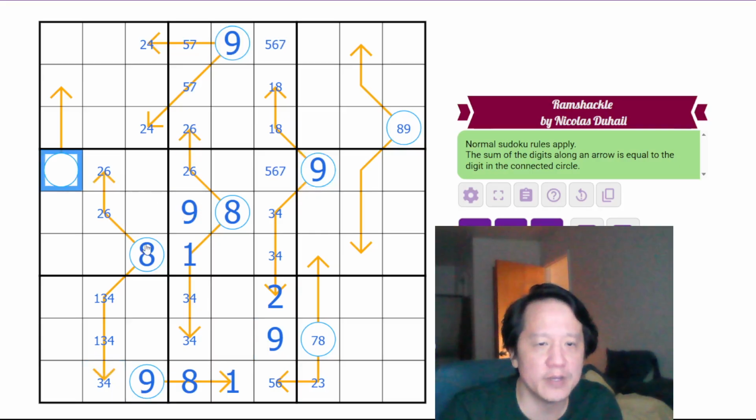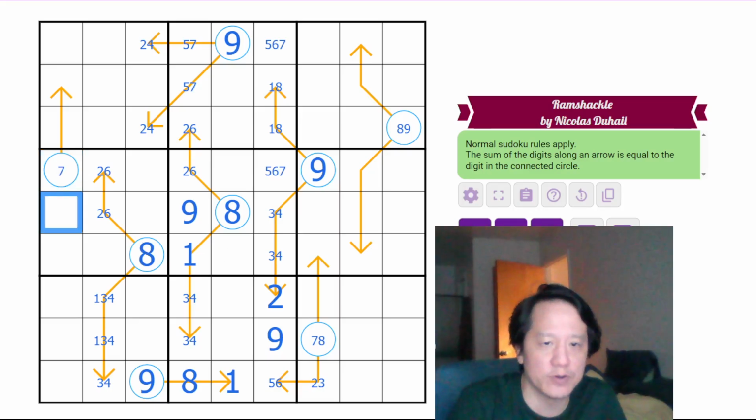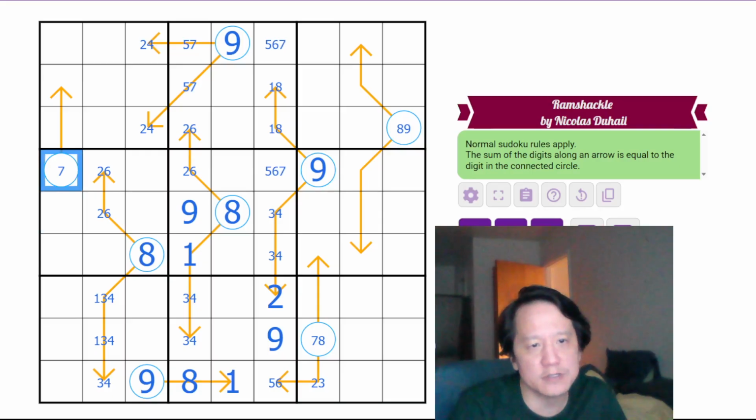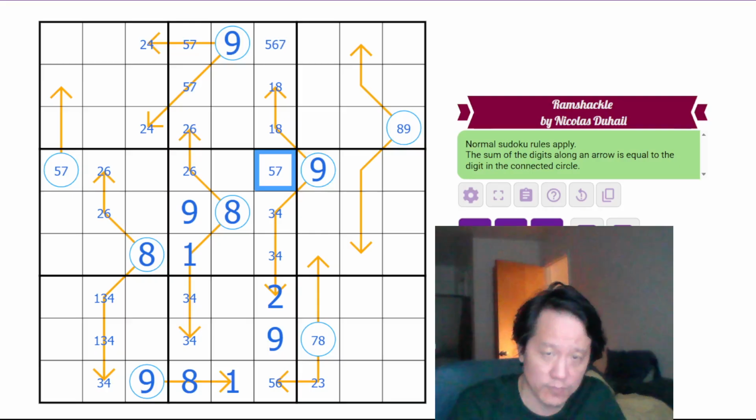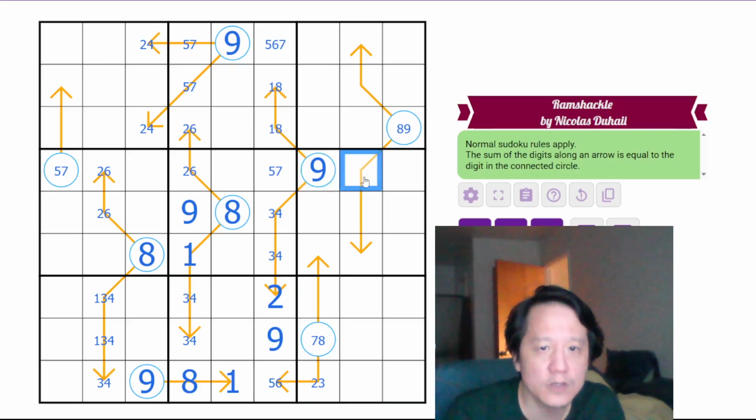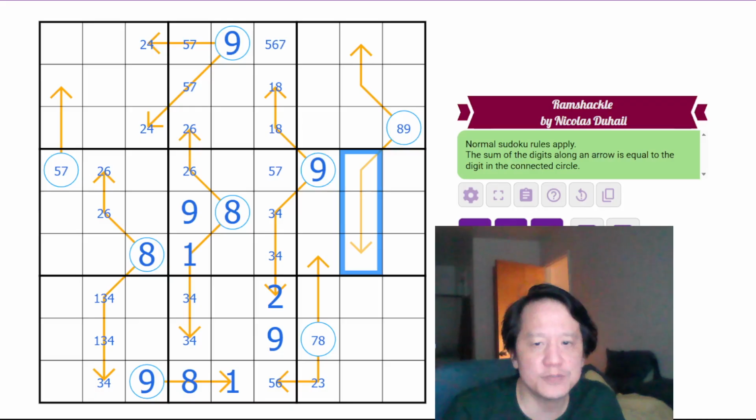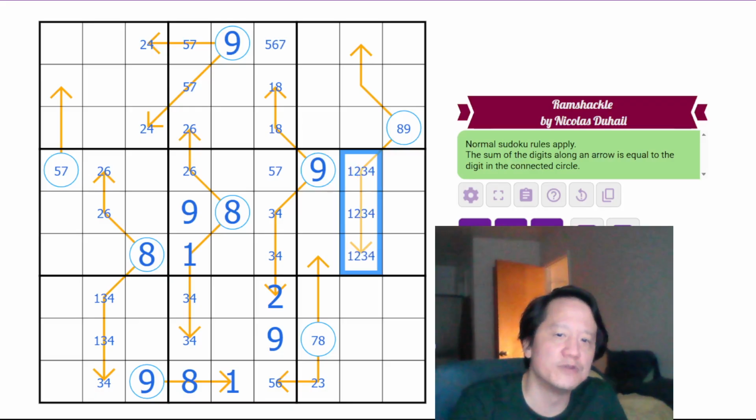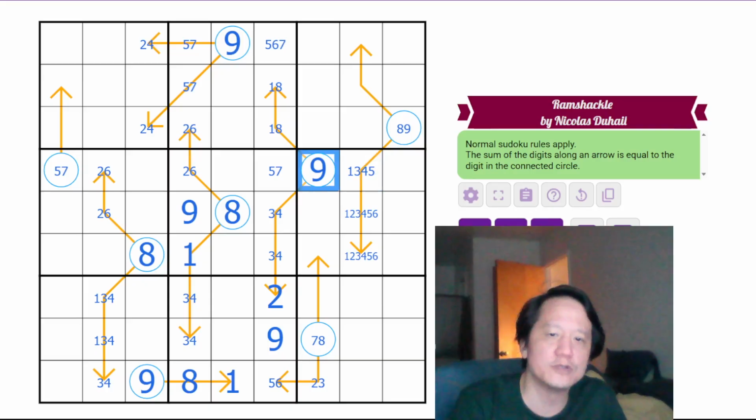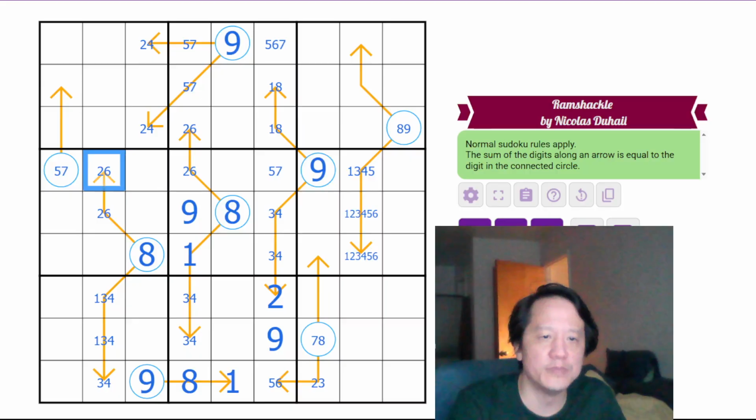This cannot be 9. Cannot be 8, so this is 7 at most. Can't be 6, because of the 2-6 pair in the row. This 2-6 pair eliminates 6 there. These must be 1 through 6 here. No 2-6 here because of the 2-6 pair in the row here. This could be 3, 4, 5, or 7 here.